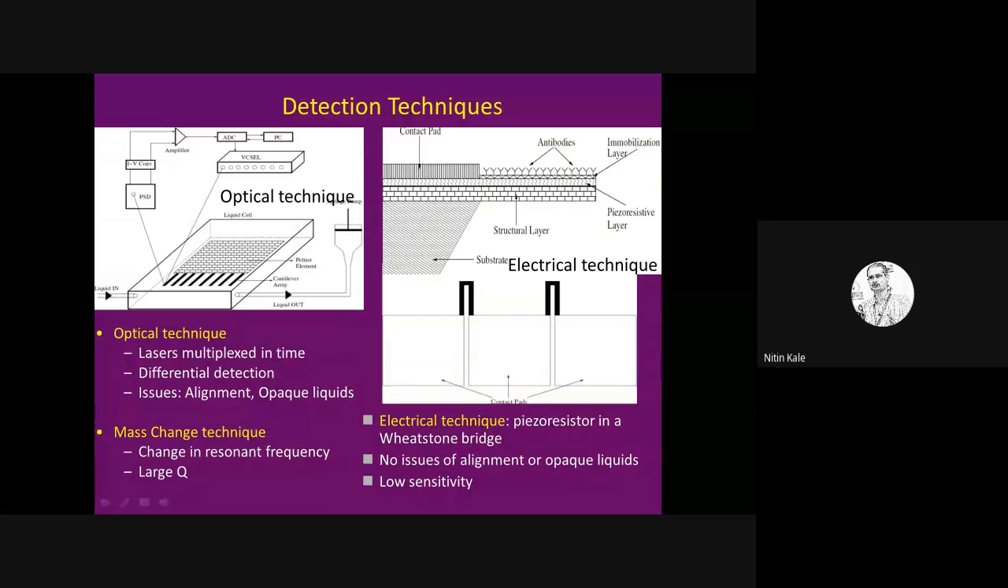So, Wheatstone bridge. This is an example of a half Wheatstone bridge. This can be the measurement cantilever. This can be the reference cantilever. So if this bends, then the piezoresistance will cause a change in resistance. And using the contacts, you can measure the change in resistance.